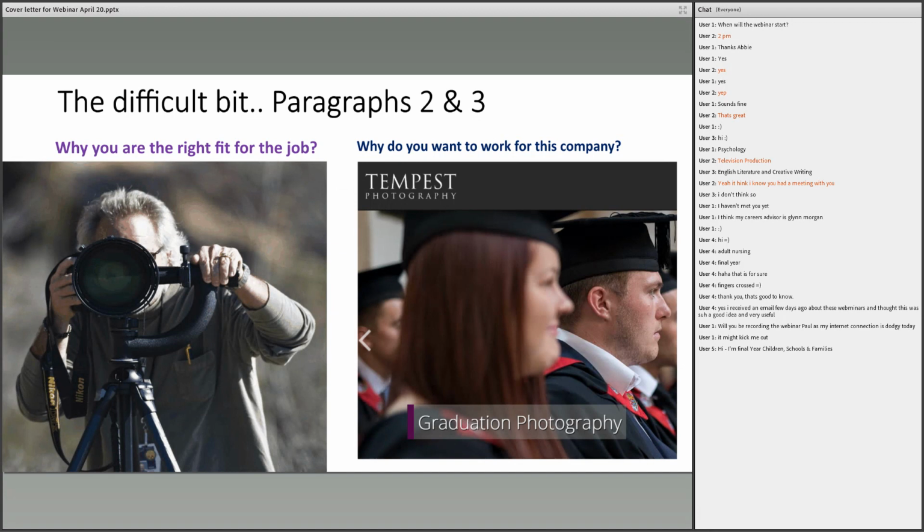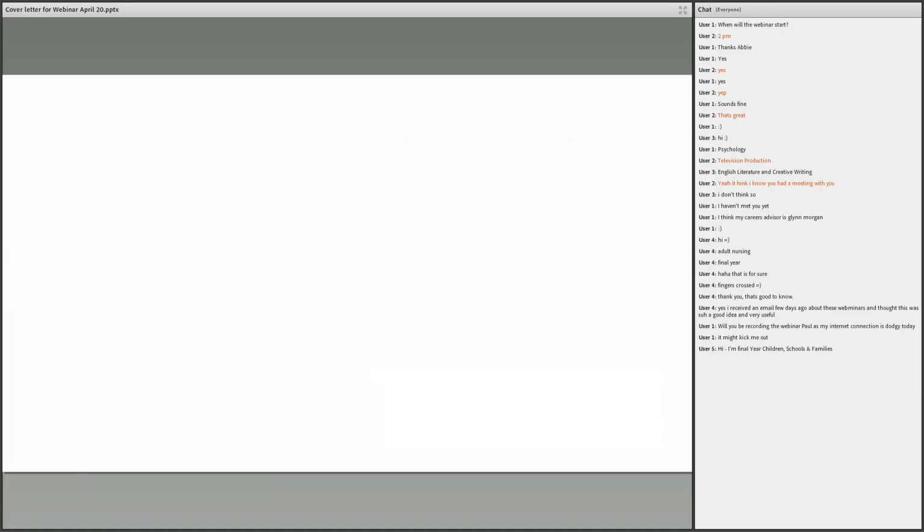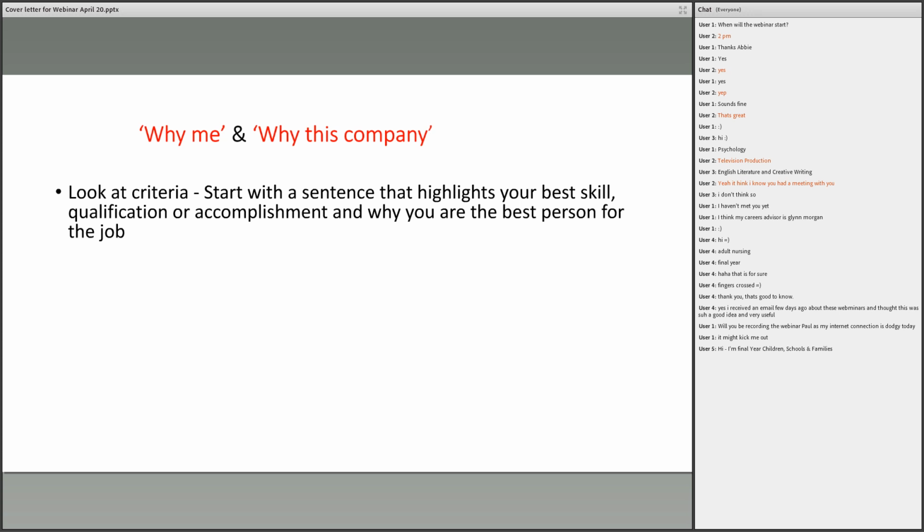Right, now we come to the difficult bits. The difficult bits are these, and these are the important bits. Why are you the right fit for the job, and why do you want to work for this company? So you really do need to do lots and lots of research on this. For a particular company, and using a TV example again, if you wanted to work for the BBC, you really need to have done a lot of research. Okay, so here we go. Why me? Why this company?